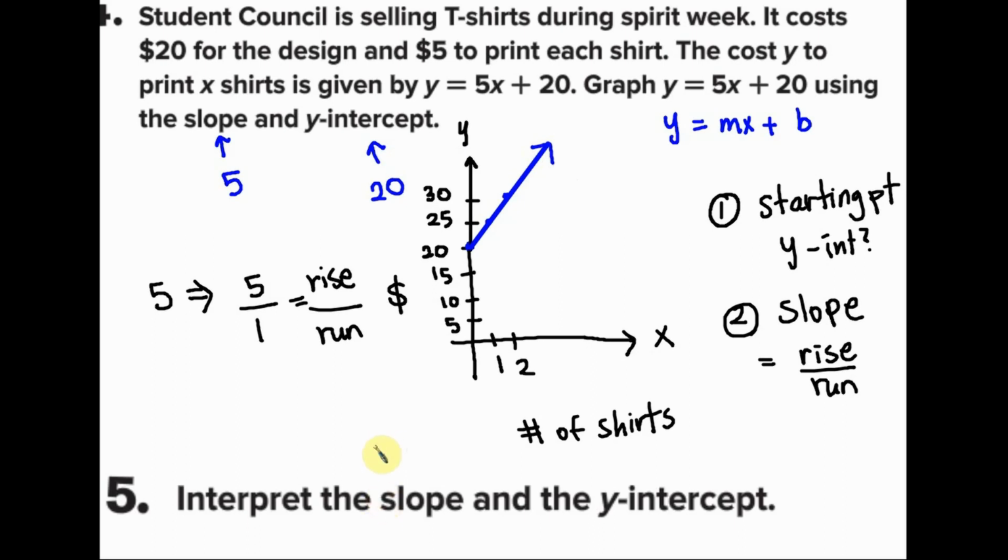Number 5, interpret the slope and the y-intercept. What they're asking here is, what do your slope and y-intercept mean in this situation? The slope, the 5, was the cost for each shirt, but for the y-intercept, this $20 was for the design. So it doesn't matter how many shirts you're printing, you just have to pay the $20 up front. So this $20 is the design fee, and this fee you only pay once. And that's how I interpret my slope and y-intercept.